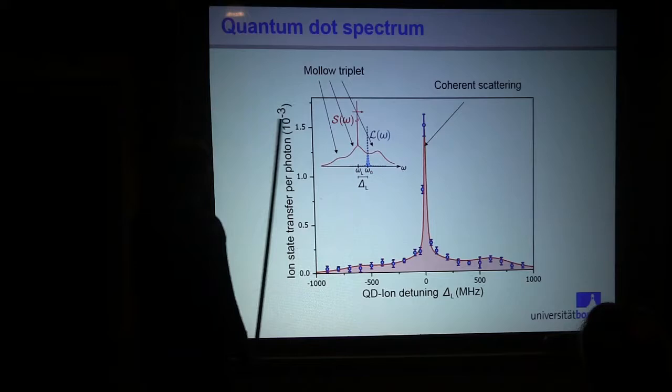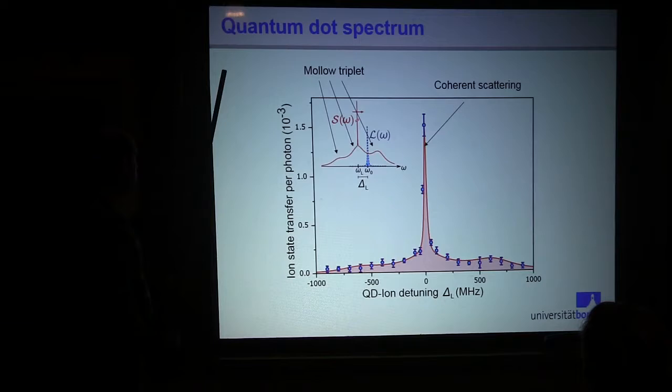And for those, the interaction is suppressed. So the coherent scattering is really what boosts the rate for the interaction in this hybrid system between the dot and the ion. And this makes us overcome the bandwidth mismatch by a large factor. It's almost an order of magnitude.